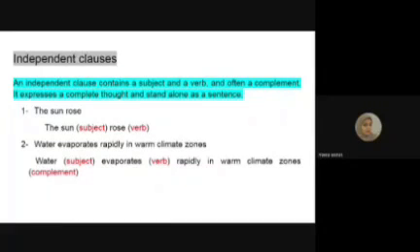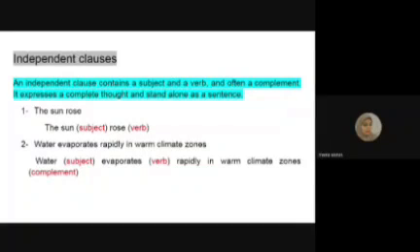You have to keep in mind that the independent clause expresses a complete thought. There is a complete, clear meaning in the independent clause, and it can stand alone as a sentence without being attached to another clause to complete the meaning or the thought. This is the most important thing about the independent clause.